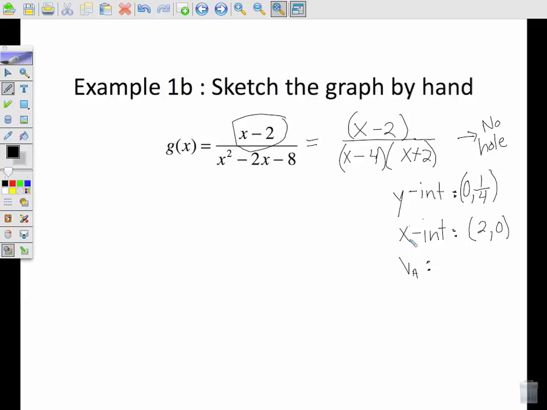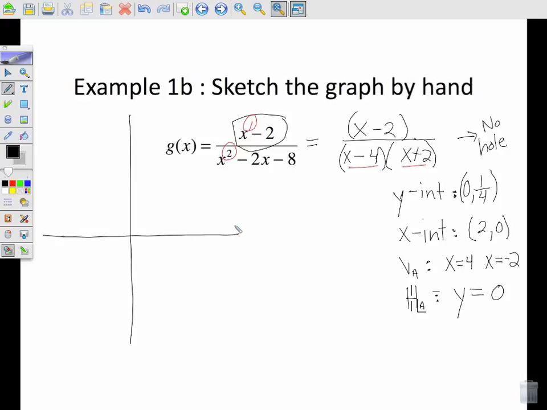I want to look at my vertical asymptotes. Vertical asymptotes, my denominator: what would make my denominator go to 0? And so that would be x equals 4. I'm getting this from the factored expression, and also x equals -2. So both of those are found from these expressions. Okay, now ready to look for my horizontal asymptotes. You want to compare the degree here. You've got a degree of 1 compared to a degree of 2. So that would indicate y equals 0 as my horizontal, which means I do not have a slant asymptote.